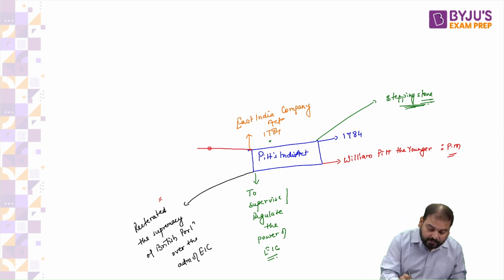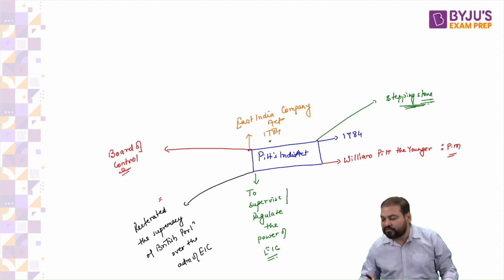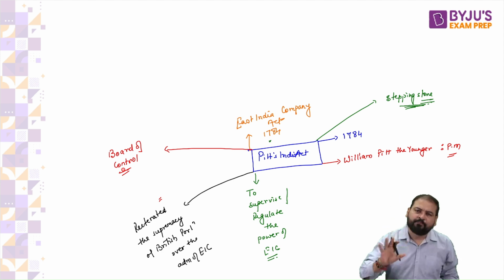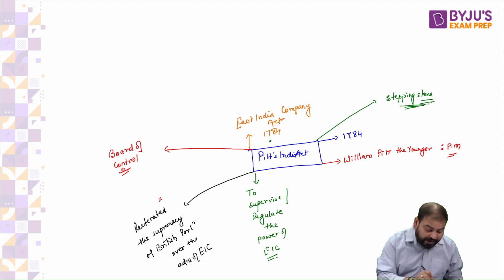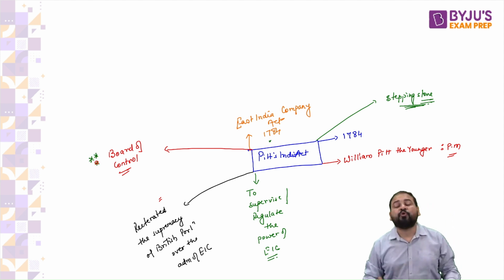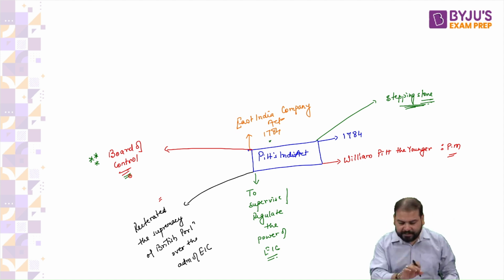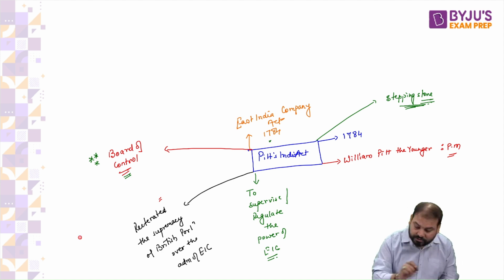Everyone, at this moment, a board of control was also created. Give me 1 minute, I'll explain this. In fact, you can put 3-star marks on this. This is the most important innovation of this law. Give me 1 minute, I'll come to board of control. But before that, let me tell you something.